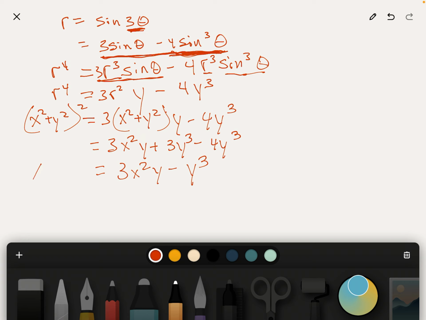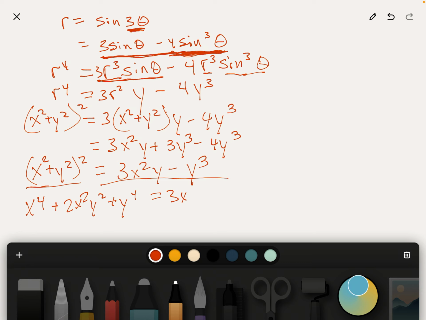And again, I don't know if there's much point in simplifying this further. You could take the square root of both sides. That doesn't seem like a great idea. You could certainly multiply out the left side. It would be x to the 4th plus 2x squared y squared plus y to the 4th equals all of this on the right. But yeah, you could rearrange this, but at least you don't have to isolate y.